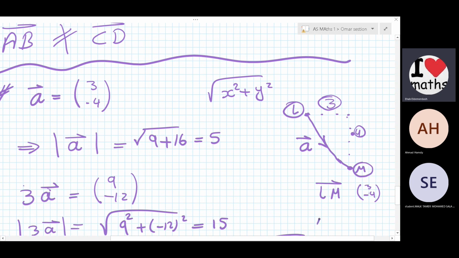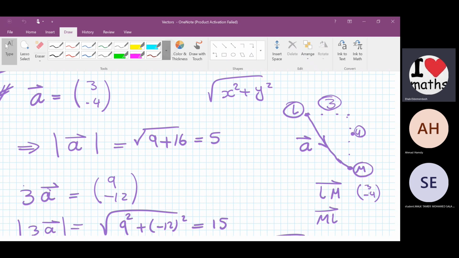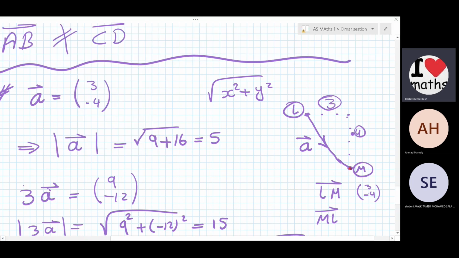Okay, who can tell me, guys, about the vector called ML? What do you think? Do you think it will be different from the other one or will it be the same? Different. Okay, what will it be then? Say it. Bravo, Ahmed. Excellent. It will be negative 3 and 4. Why? I have to start from the point M. Okay, how do I move first? We must move horizontally first, meaning I have to write the X first.